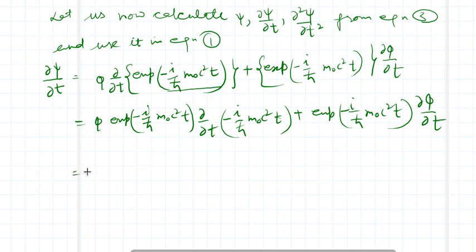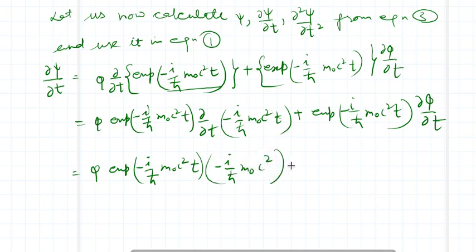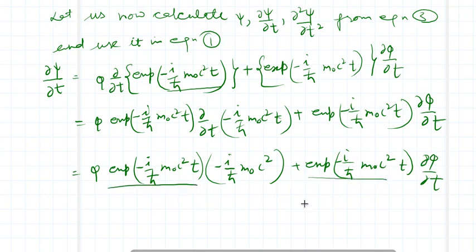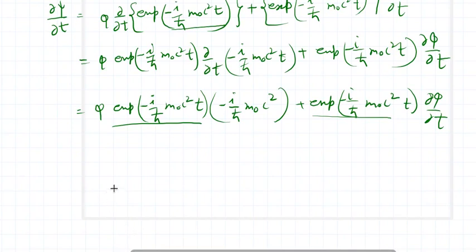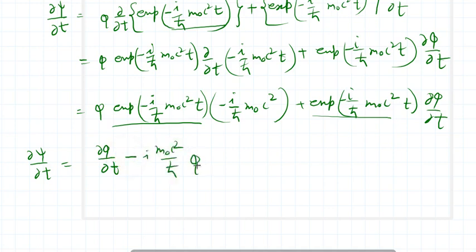Now this part can be written as phi exponential of minus iota over h cross m naught c square t, and it is minus iota m naught c square over h cross, which is the derivative of the exponent, plus the exponential term and ∂phi/∂t. The exponential is common in both, so ∂psi/∂t can be written as ∂phi/∂t minus iota m naught c square over h cross phi, and outside I can take the exponential term.